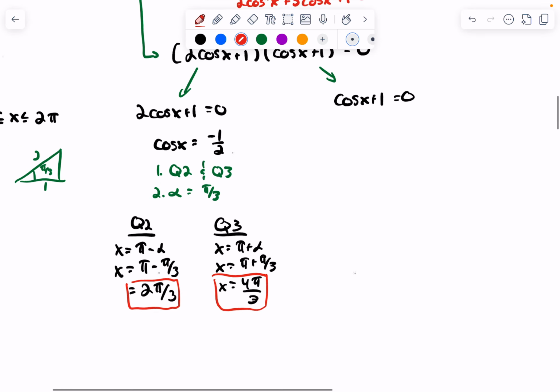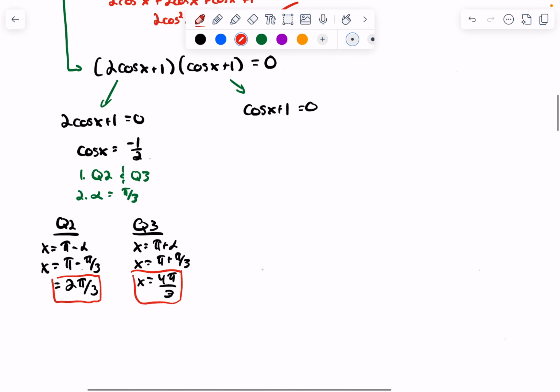Perfect. And then you just have the other side over here. So you've found 2 solutions to your overall problem, but then you have this side. So rearrange. Cos x is minus 1. All right, well, this one's not, I guess, as easy because usually we have this fraction term right here.